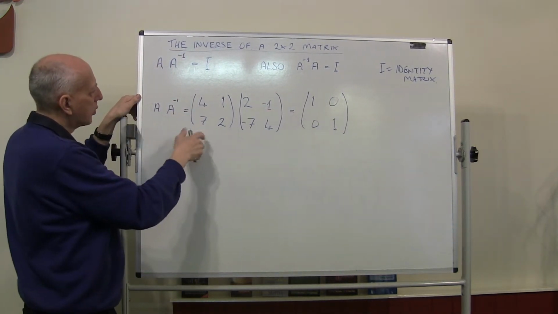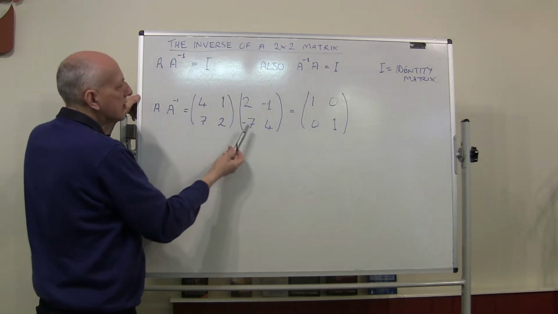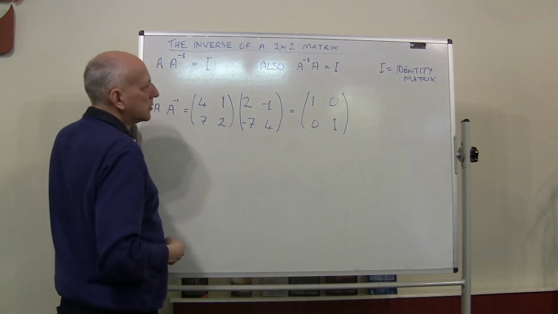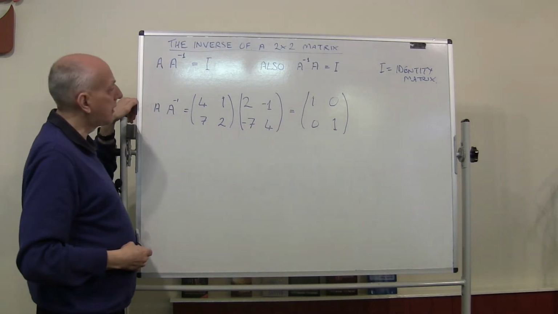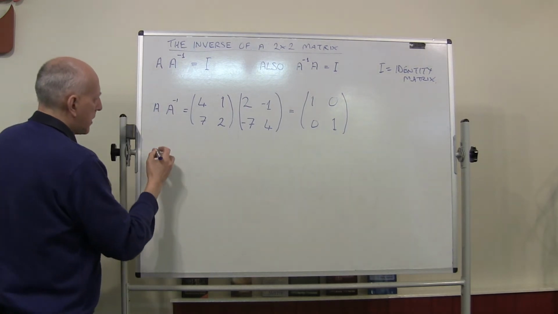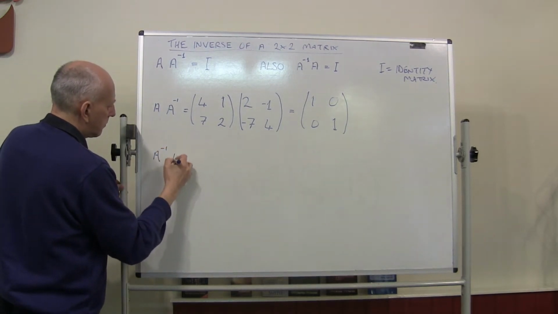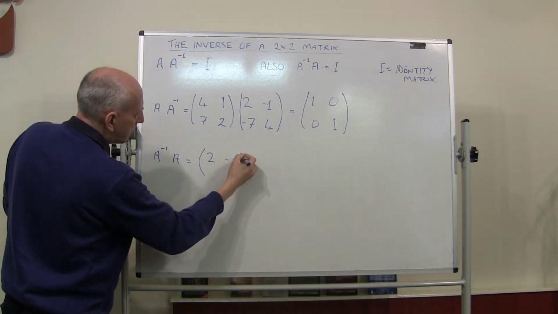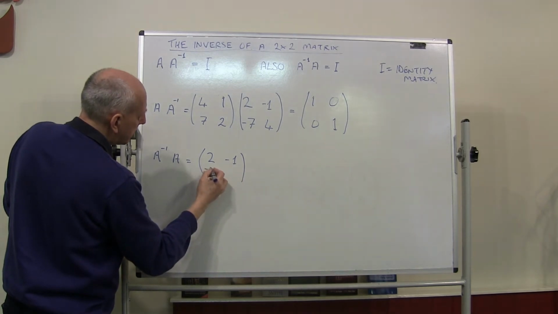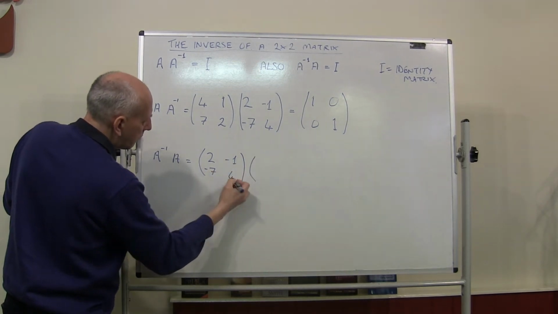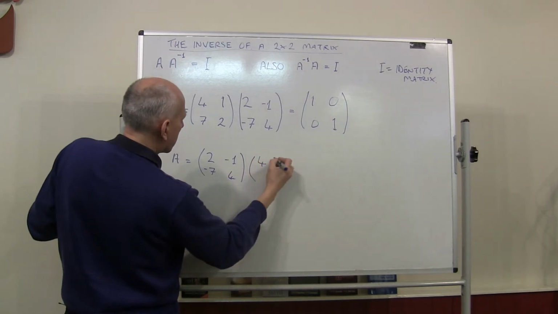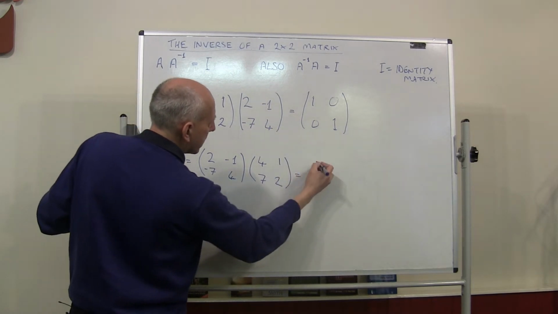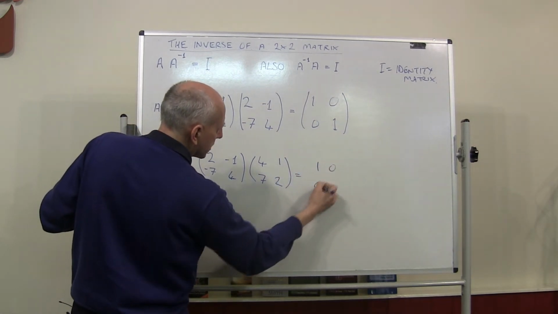So take this for example. This is the matrix, this is its inverse, and it gives us that result. So you might want to try that, see what you think. But the other thing is, if I do it the other way around, so that would be 2, minus 1, minus 7, 4, 4, 1, 7 and 2. That also gives me 1, 1, 0, 0.